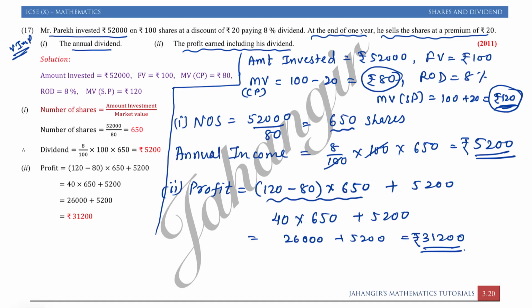So this type of question may come in the board exam. It's a logic question. Here you can easily understand how to get the profit. Profit means the difference between buying and selling. The difference is 40 rupees and he bought 650 shares. So we will just multiply 40 into 650, including its dividend. So add the dividend also.